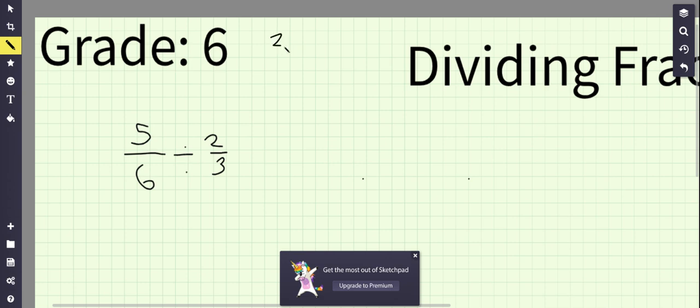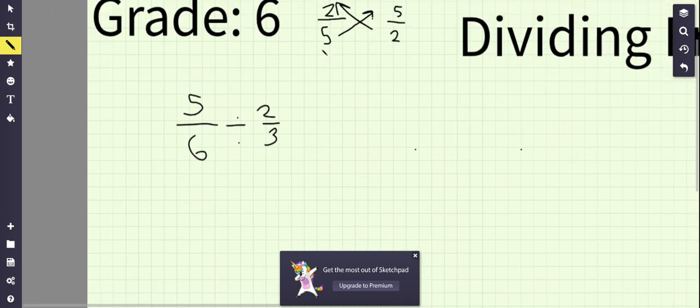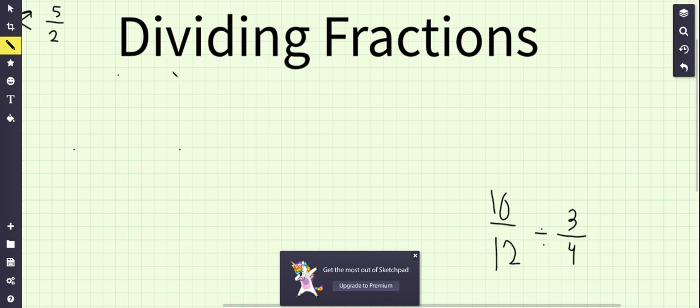First, the reciprocal. Take the fraction 2/5. The reciprocal is just the flipped fraction. The reciprocal of 2/5 is 5/2, because we flip the numerator and the denominator and we get the reciprocal. If you know how to multiply fractions, it's easy to divide fractions.